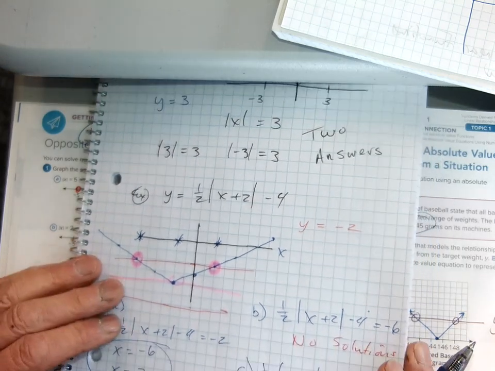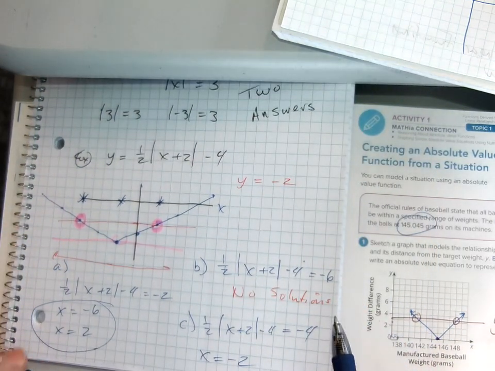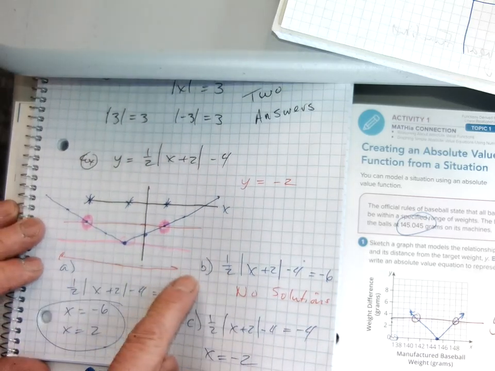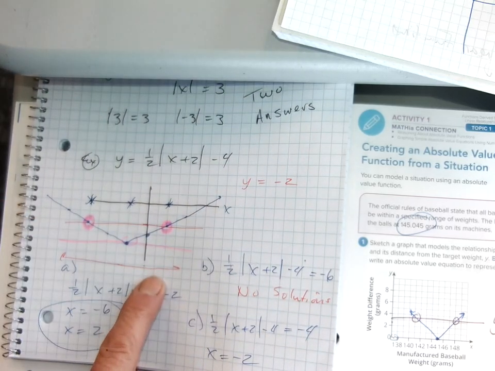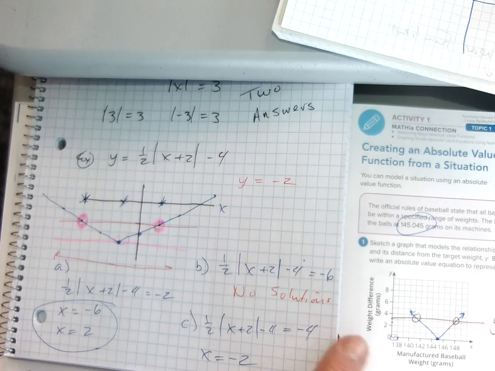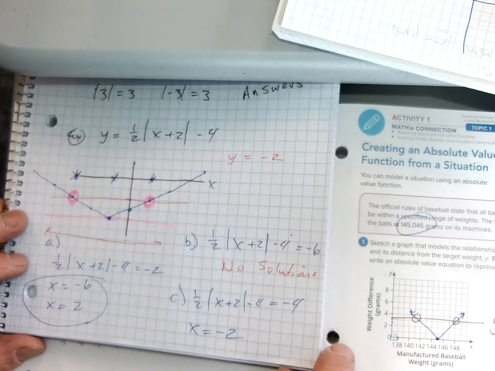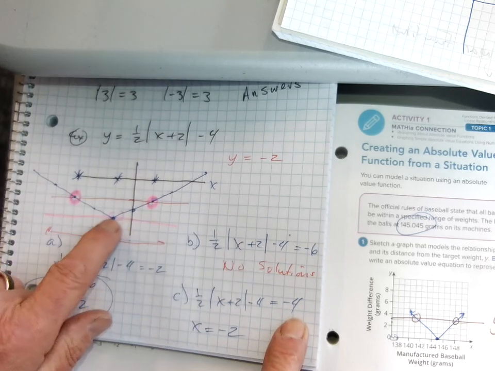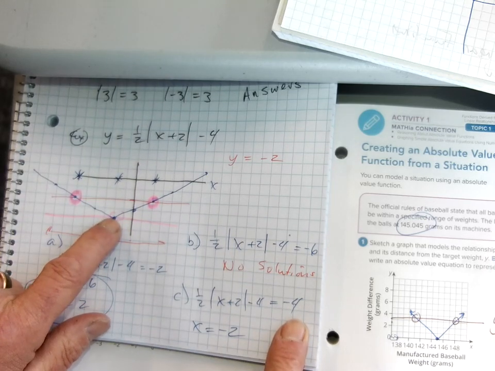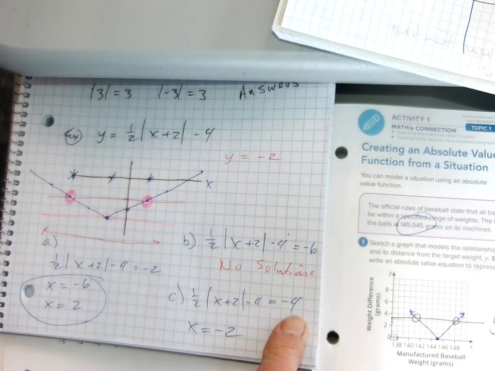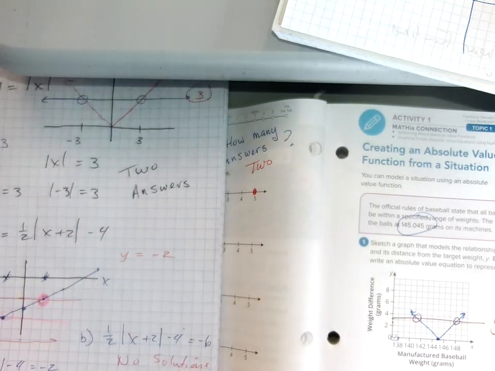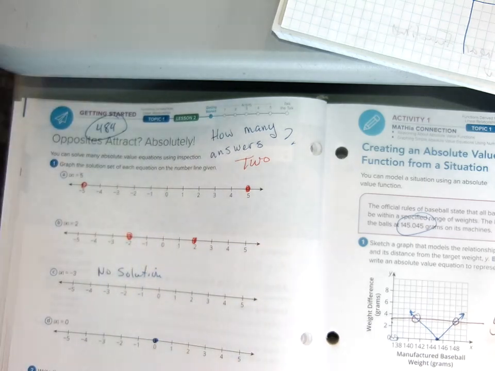So then we thought, okay, well, let's make this interesting. What if we had my absolute value graph equal to negative 6? Well, negative 6 is way down here. It never intersects. So in this case, there are no solutions. What if we said, let's take our absolute value graph and set it equal to negative 4? If I graph negative 4, it intersects here. There's one answer, which is the x value of negative 2. Okay, so we could have as many as two answers, no solutions, or one answer. It depends on the problem.